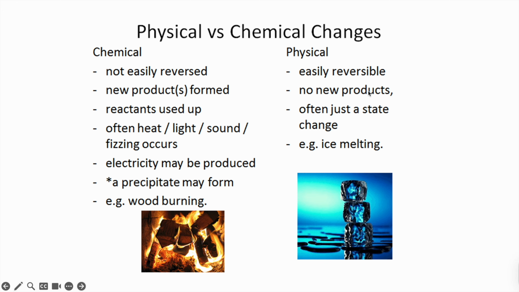Now let's look at physical changes. Physical changes are easily reversible. You don't produce any new product, and it's often just a change in state. So a good example would be that of water. When you melt ice, right, you get water. But when you freeze the water, you get the ice back. So nothing new has been created. The water is simply just changing state.